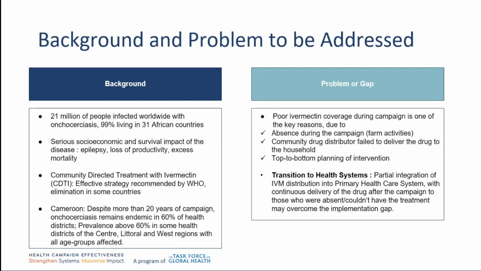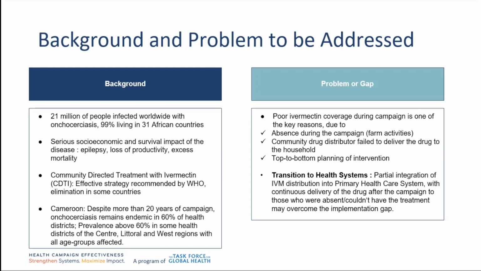The gap we identify in this problem is that there is a poor drug coverage, which is observed at the end of campaigns. Among the main reasons for that poor drug coverage, there is the absence of people during the campaign, because some of them are going for farm activities for weeks and even months. If that happens during the campaign, they will not be available to take the drug. Secondly, community drug distributors sometimes fail to deliver the drug to households. And there is also a top-to-bottom planning of the campaign, which may not consider the specific realities of each region or each district, and all those elements lead to poor drug coverage in some districts.